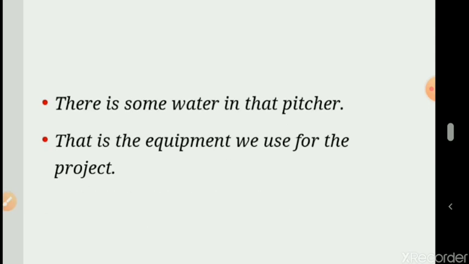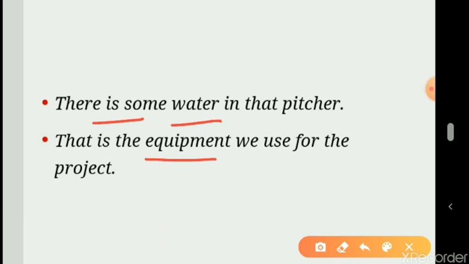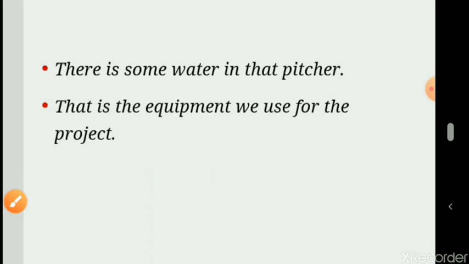Now, let's look at the example. There is some water in the pitcher. बेटा water के संग, क्योंकि हम singular मान के चलते, अनकाउंटेबल नाउन्स का कोई प्लूरल फॉर्म नहीं होता, तो हमेशा उनके संग सिंगुलर फॉर्म ऑफ वर्ब यूज करेंगे. There is some water in that picture. Water क्या है? आपका अनकाउंटेबल नाउन है. और is क्या है? सिंगुलर फॉर्म ऑफ वर्ब. So we always use the singular form of verb with uncountable noun. That is the equipment we use for the project. Now equipment uncountable है ना? So इसके साथ हम क्या use करेंगे? Is, because they do not have any plural forms.